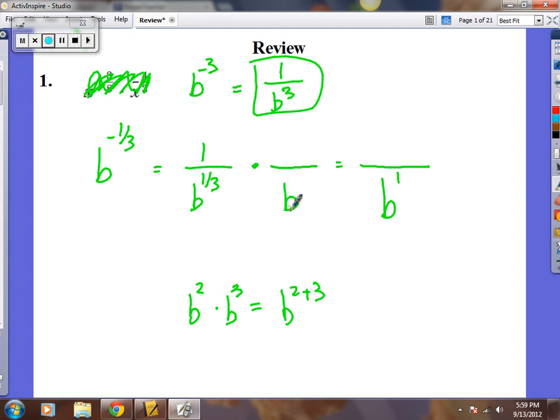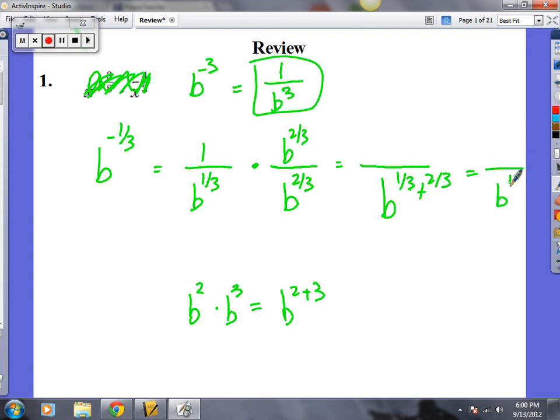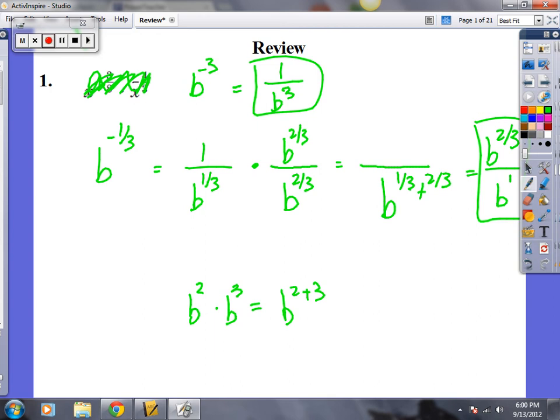Your creative 1 is going to be b to the 2/3 on the bottom and b to the 2/3 on top. Now when you multiply your bottoms, you're going to have b to the 1/3 plus 2/3, and that's b to the 3/3, which is just b to the 1. Then on top, b to the 2/3 times 1 is just b to the 2/3. So that is your answer.